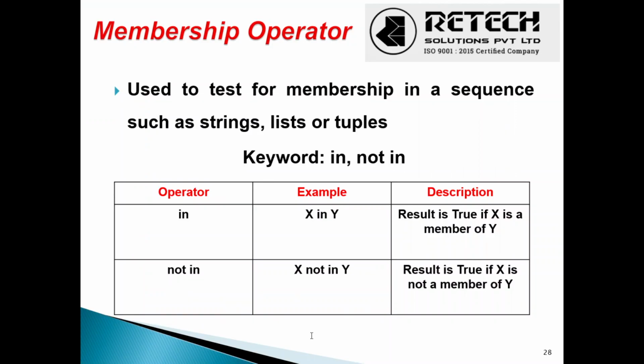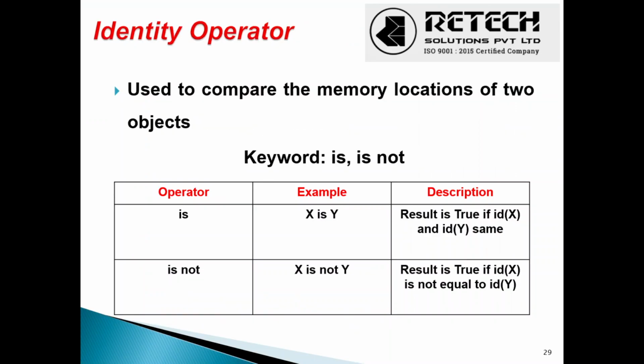Our next operator will be the identity operator. The identity operator is similar to the membership operator, and it is used to compare the memory location of objects. The keywords are is and is not. We will see this in the practical.